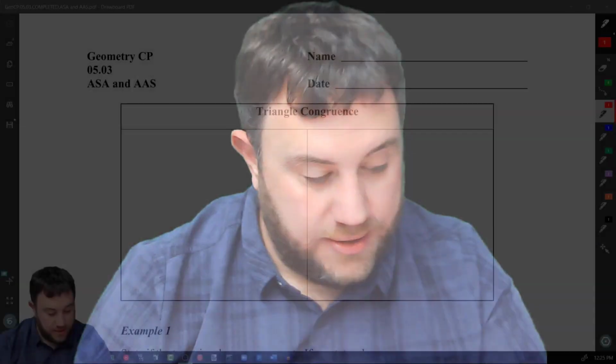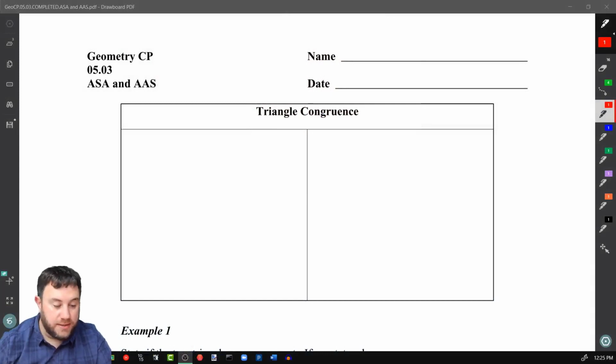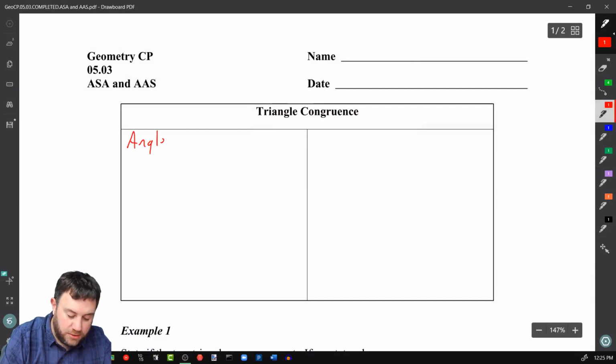Today we are going to look over the next two ways to prove that triangles are congruent, and both of them use the same pieces but in a different order. Last time we talked about the first two, side, side, side, and side, angle, side. Now we're going to look at ASA and AAS. So let's go ahead and jump in. The first one, ASA, stands for angle, side, angle.